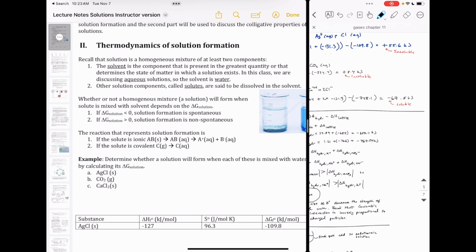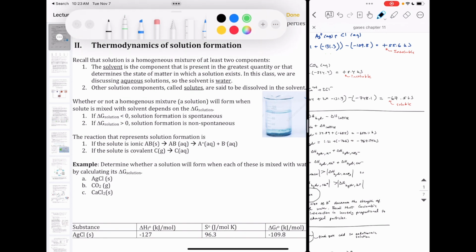As a quick reminder, we have two components in a solution. We have our solvent and we have our solute, right? And the solvent is, of course, the component that exists in a higher concentration or higher proportion, and the solute is the one that exists in a smaller proportion.